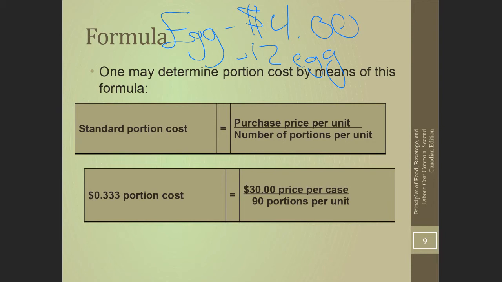Yeah, exactly. Oddly enough, this never happens. It's 33 cents again because we took $4 and divided it by 12 eggs. We get 33 cents per egg. Okay.